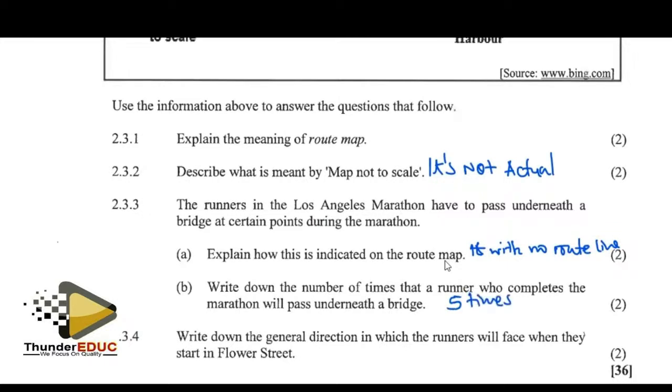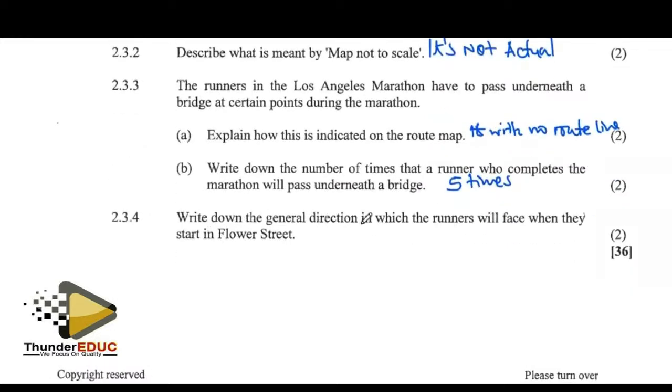5 times. Write down the general direction in which runners will face when they start in Flower Street. Now, when we look at general direction, please take note. General direction, you are not describing any route. What has to come in your head is the compass direction. Some people call it compass. Together? The compass direction: north, east, west, and south. That's what we're looking at.